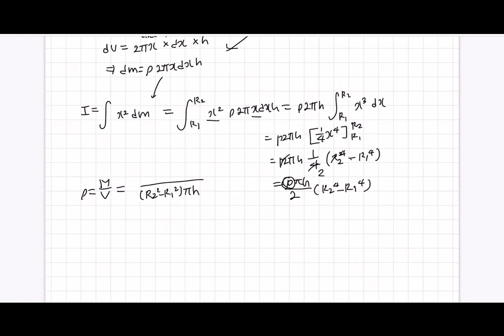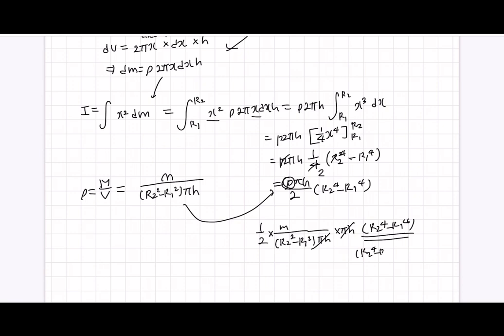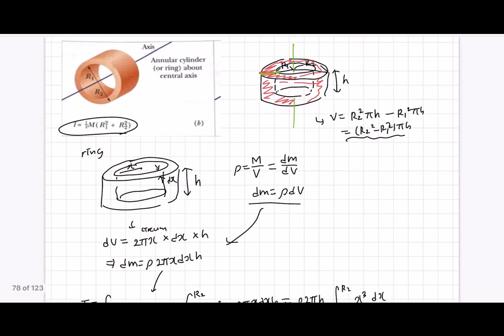And therefore, if you substitute this value inside here, you would have 1 over 2 times m over r2 squared minus r1 squared pi h, times pi h times r2 to the fourth minus r1 to the fourth. And this will cancel out. And you can know that this is equal to r2 squared minus r1 squared times r2 squared plus r1 squared by factorizing. And you could delete these two out, and now it will be 1 over 2 m times r2 squared plus r1 squared, which is the formula we have over here today.